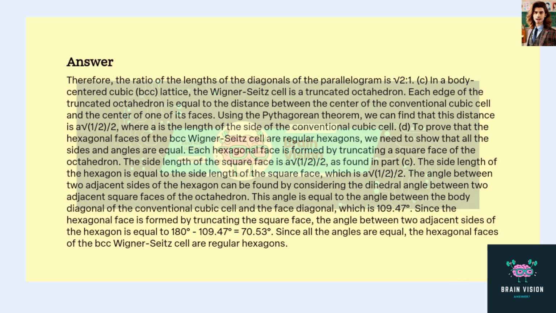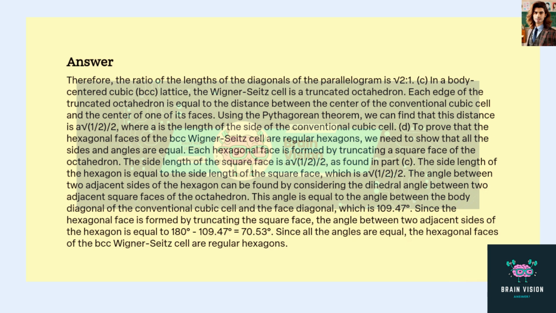To prove that the hexagonal faces of the BCC Wigner Seitz cell are regular hexagons, we need to show that all the sides and angles are equal. Each hexagonal face is formed by truncating a square face of the octahedron. The side length of the square face is a√(1/2)/2 as found in part D. The side length of the hexagon is equal to the side length of the square face, which is a√(1/2)/2.